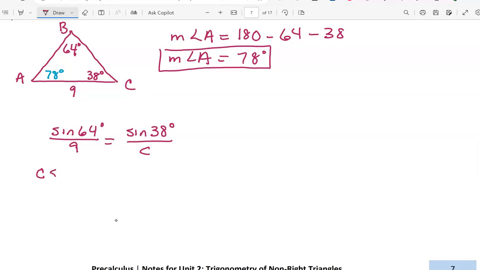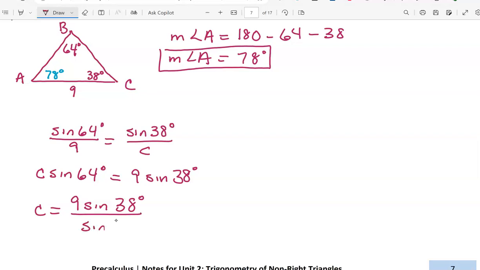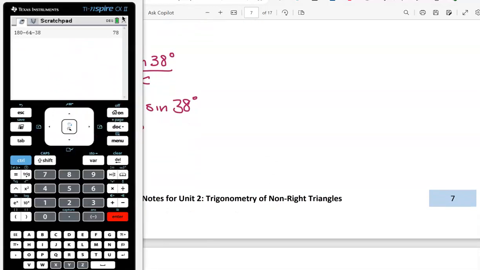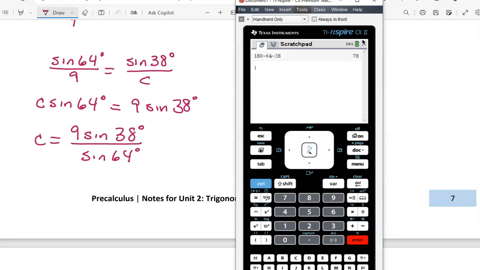Now let's cross multiply. C times the sine of 64 degrees is equal to 9 times the sine of 38 degrees. And now divide through by sine of 64, and C is 9 times the sine of 38 degrees divided by the sine of 64 degrees. Let's grab our calculator and do that computation. And you'll want to use control divide for a horizontal fraction bar. 9 times the sine of 38 degrees divided by the sine of 64 degrees, and enter, and we get 6.165.